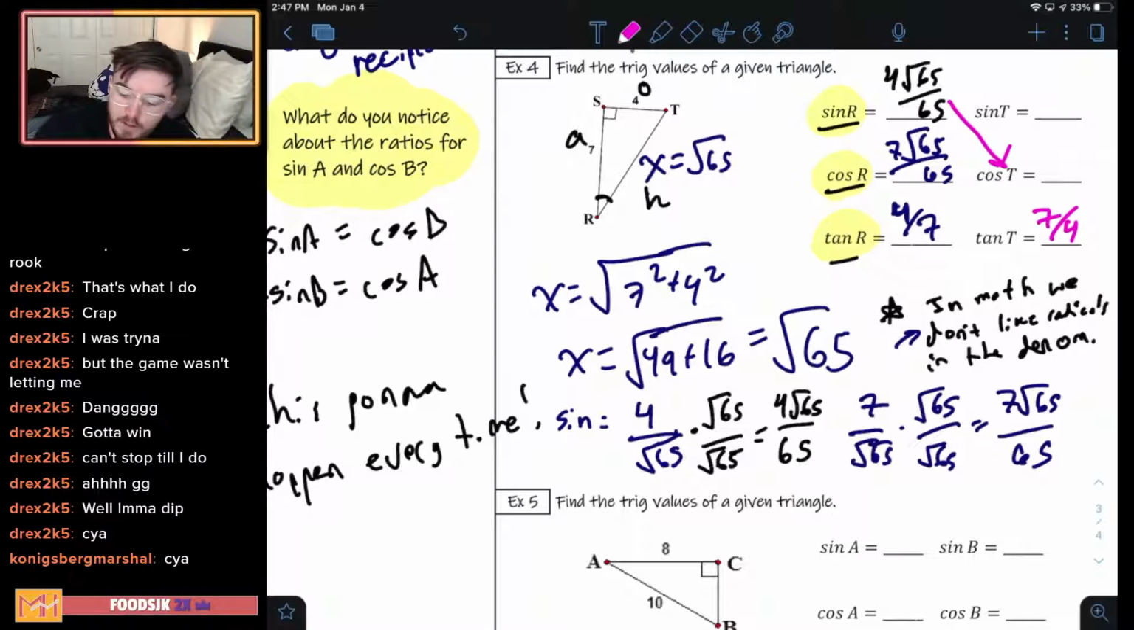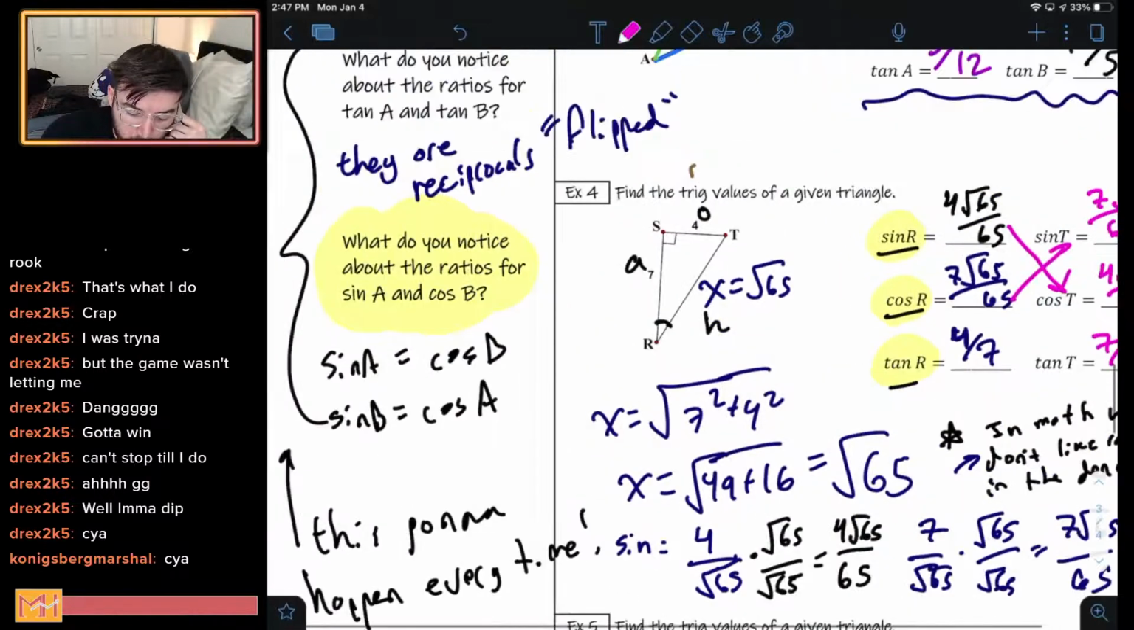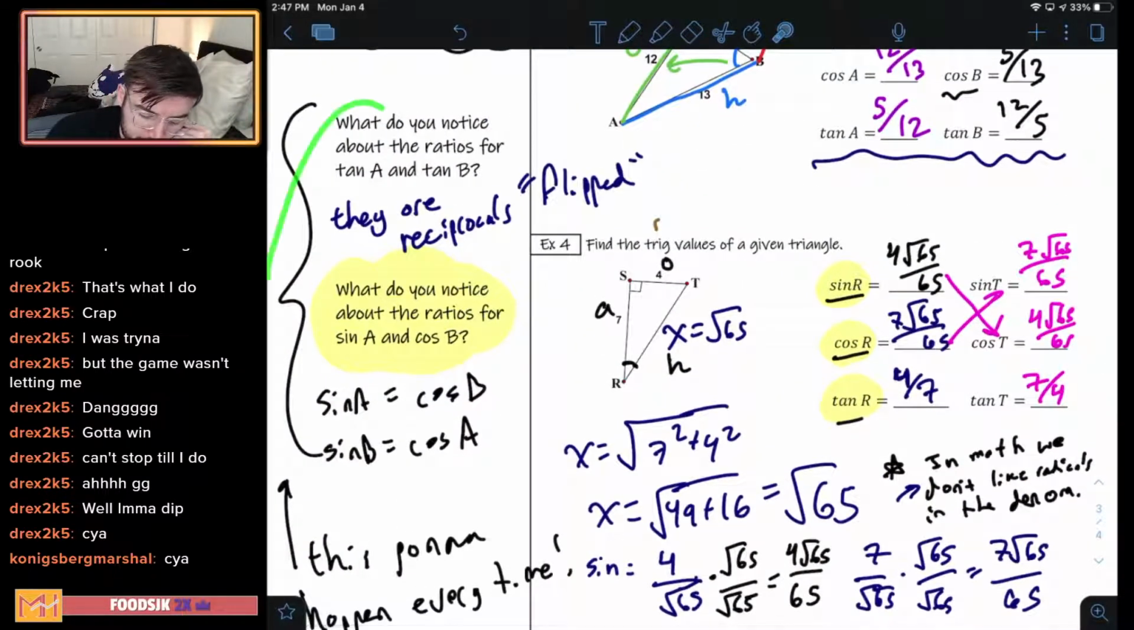If that's sine of r, well, then that's cosine of t. And if that's cosine of r, well, then that has to be sine of t. They simply switch. So once you do the first three, you immediately know the second three. And that comes back to what we said over here on the left.